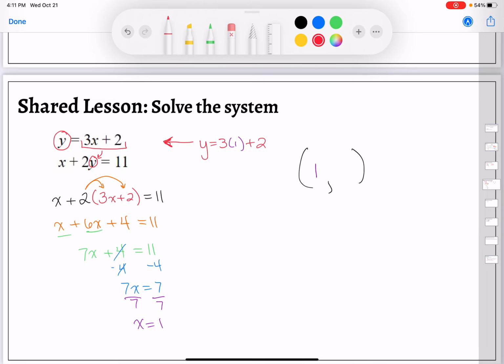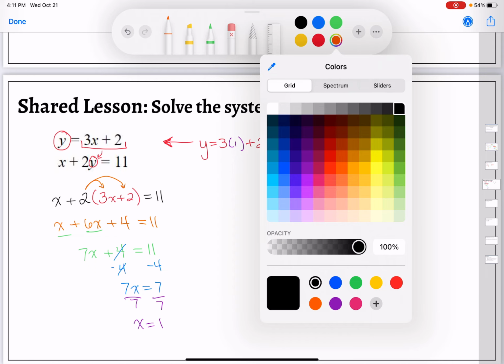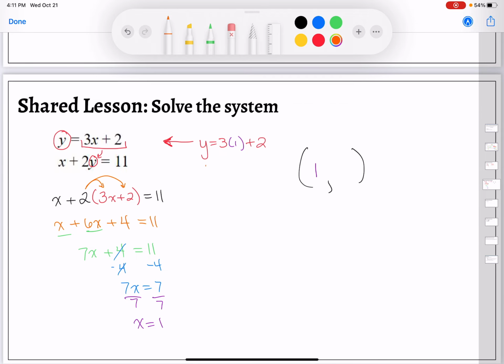But you can plug it into either equation because remember, this point has to be two values that work in both equations. So it does not matter which equation you plug back into. If we wanted to take that x equals 1 and plug it into the bottom equation to solve for y, you sure could, and you would get the same number because it's the point that works in both equations. All right, so let's finish solving it out here and figure out what our y actually is.